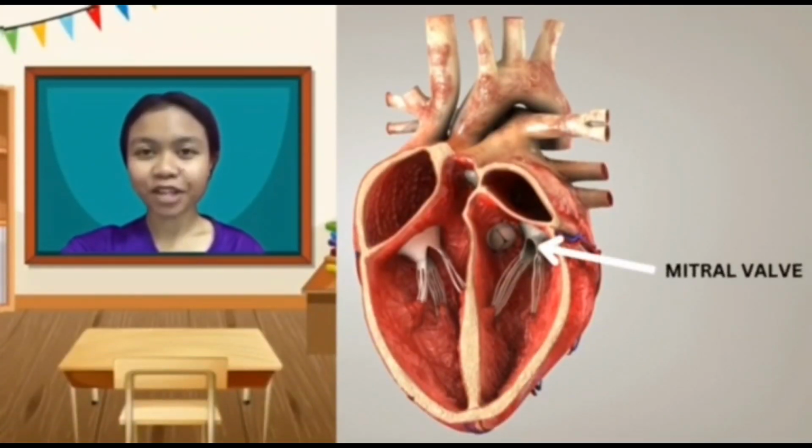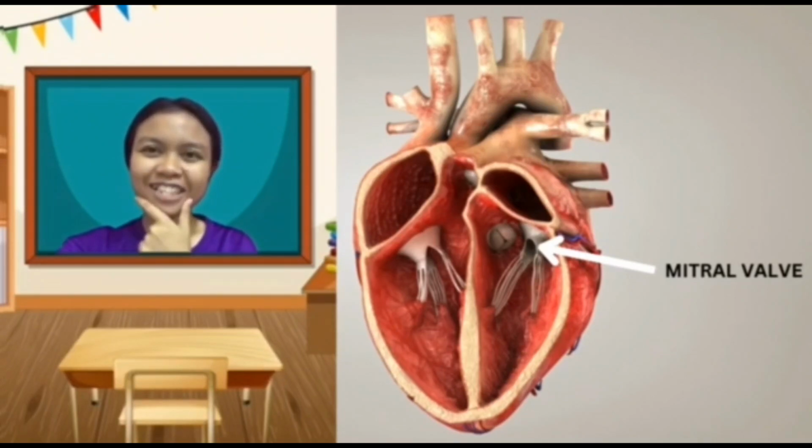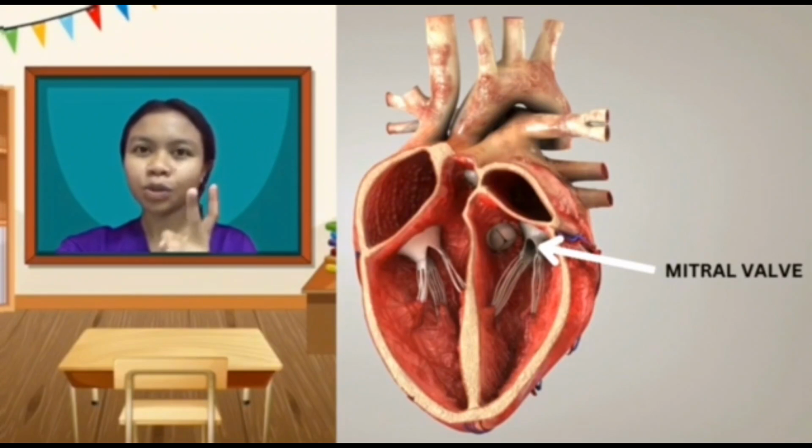Let's see inside of the left ventricle. As we can see on the diagram, the arrows show the mitral valve, also known as the bicuspid valve. Actually, the bicuspid valve or mitral valve is found between the left atrium and left ventricle. Maybe everyone wonders how this valve is formed. Actually, the answer is two cusps, cusps that attach to papillary muscle. This allows blood to enter the left ventricle from the left atrium.